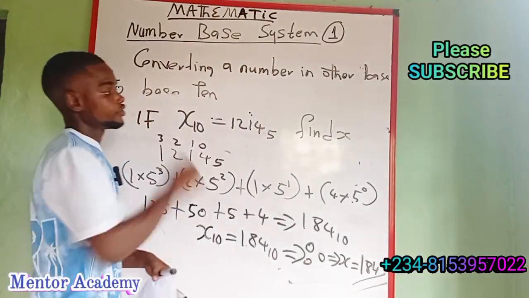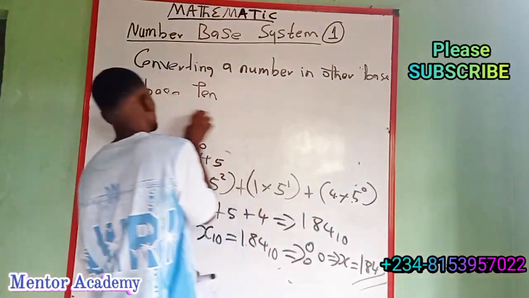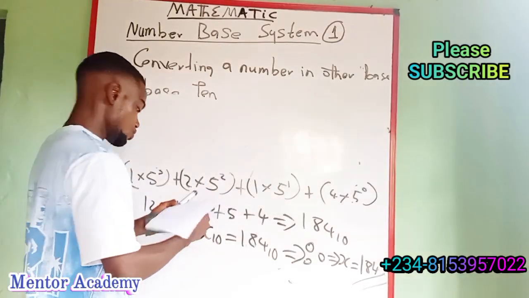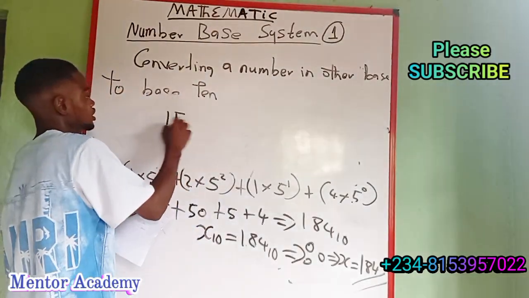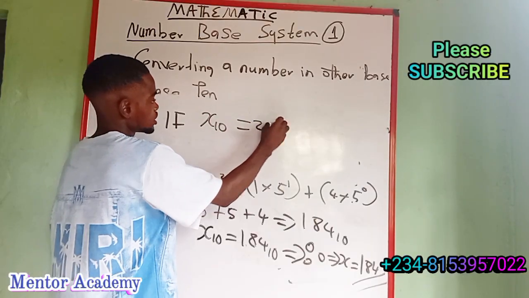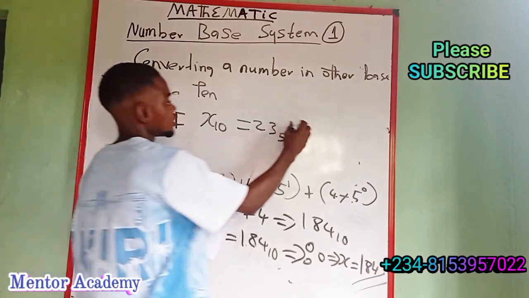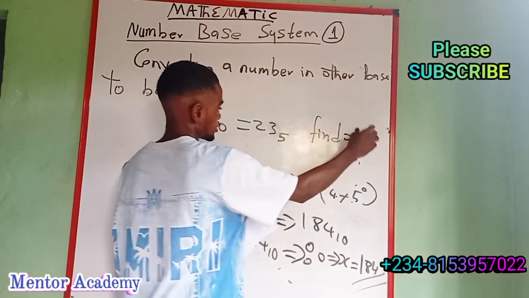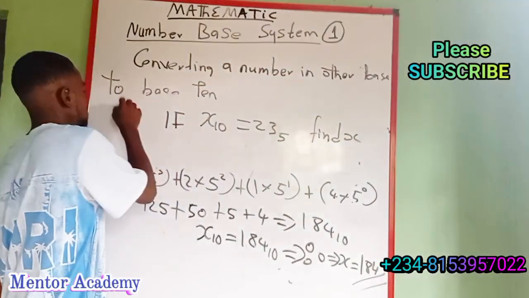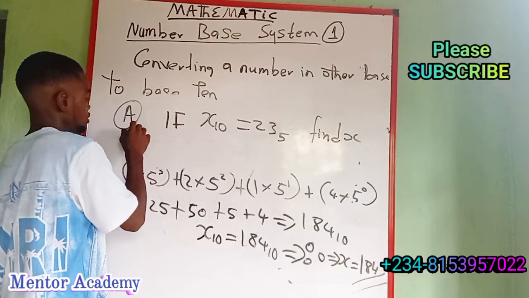Now I want you to try this other question. Hope you understand. If you don't understand, let me know in the comment section. If you have any question on how to solve number bases, let me know. So the next question, I want you to solve it. If S base 10 is equal to 23 base 5, I want you to find S. The other question that I gave you, let it be question number A, and this other question, let it be question number B.